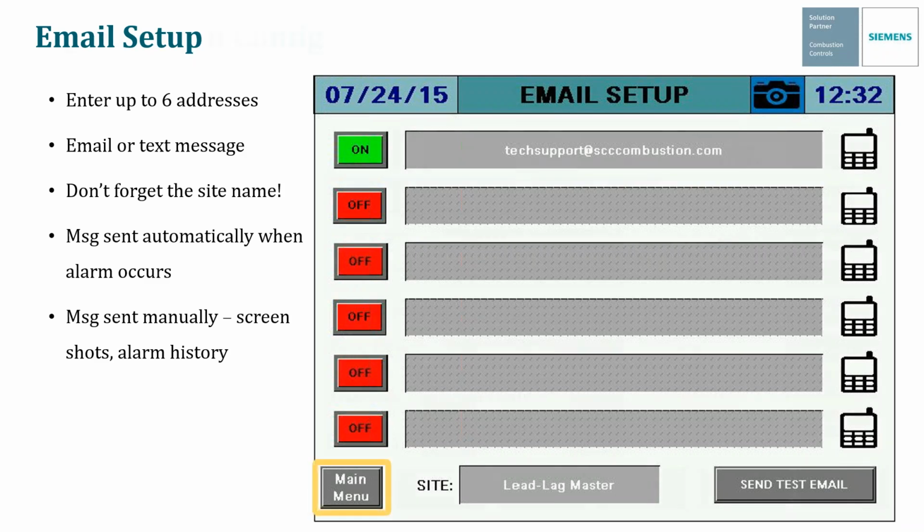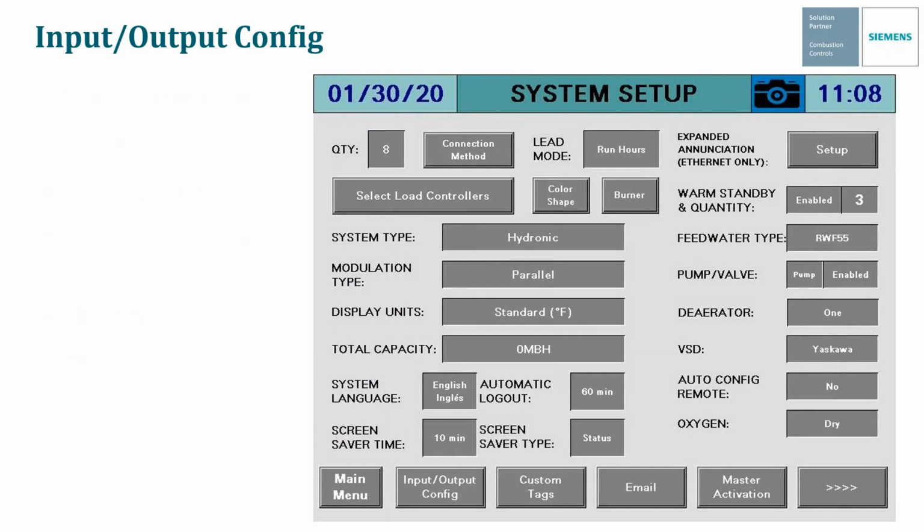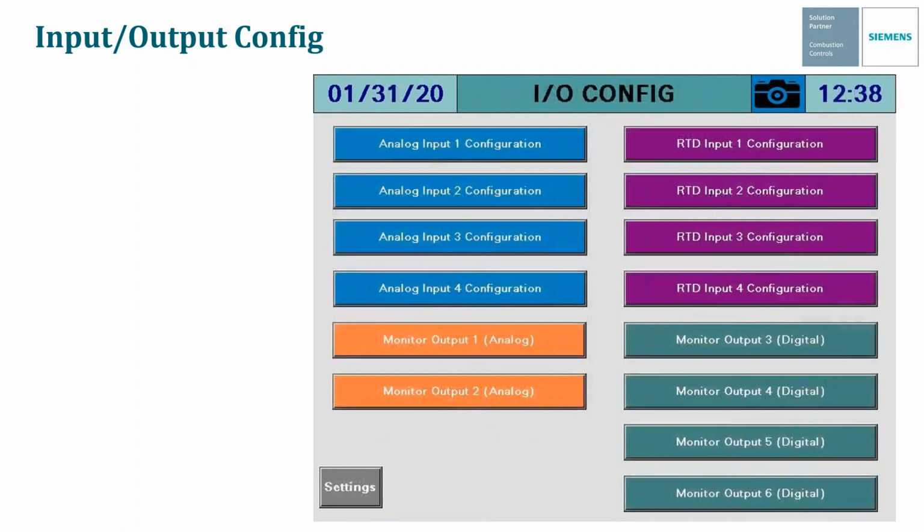So we click on our main menu. It'll take us back to our system setup screen. From here, we're going to go into our input and output config screen. So this button down here on the bottom left, once we click on that, it's going to take us to our IO config screen. And this is where we're going to configure all of our inputs.